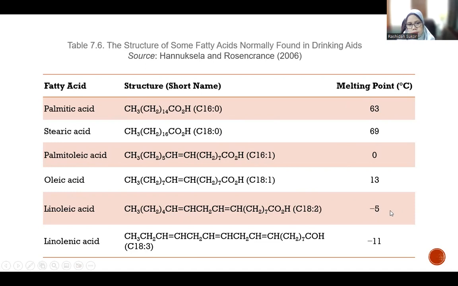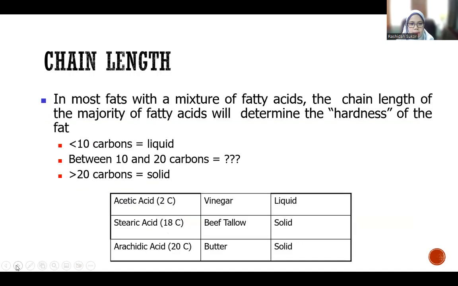So dalam room temperature dia adalah liquid lah. Okay, this one also liquid. Alright, palmitic acid and stearic acid, they are solid at room temperature. Okay, and then the other one is chain length.